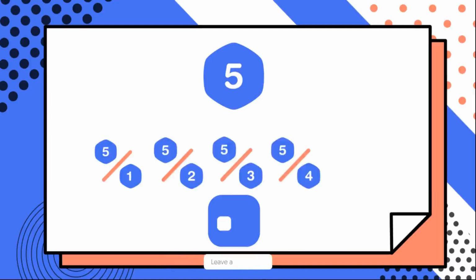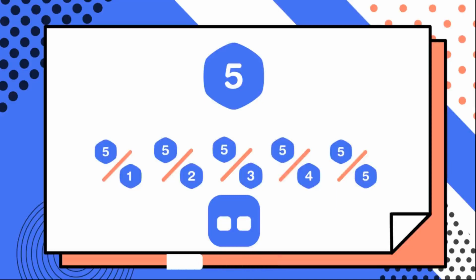Suppose in the fifth iteration, I has the value 5. So we need to check whether that 5 is a prime number or not. As we have done before, we need to divide 5 by 1, 5 by 2, 5 by 3, and 5 by 4, until 5 divided by 5. So we need to divide 5 from 1 to the number 5 as we have done before.